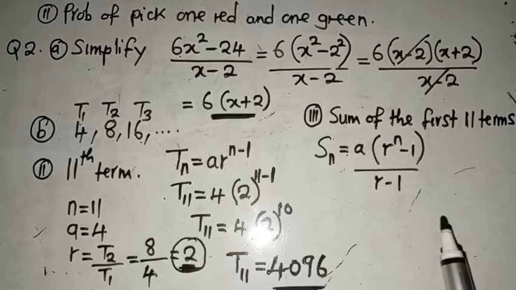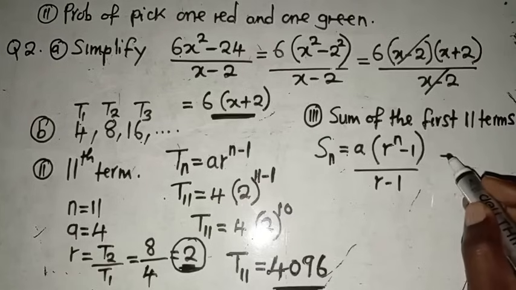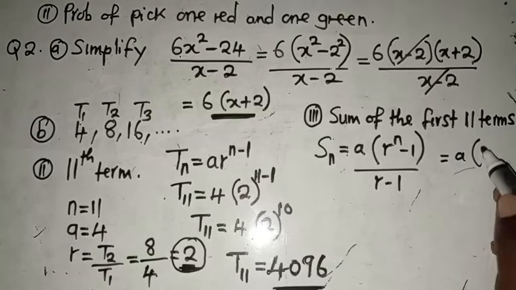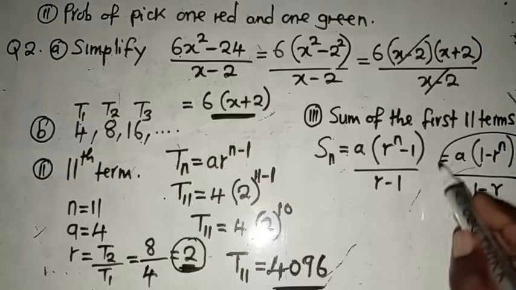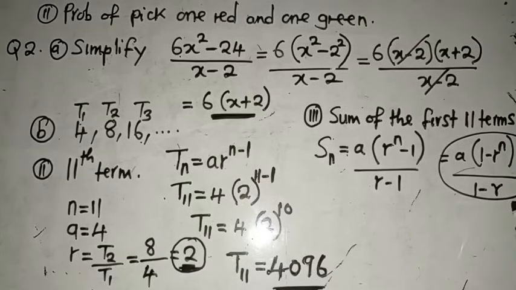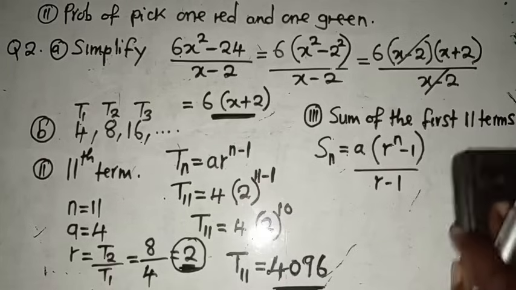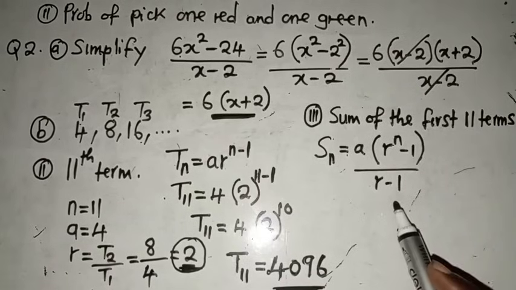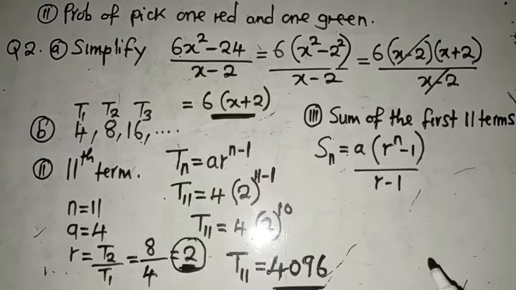But if the common ratio is less than 1, the formula will be S_n = a(1 - r^n)/(1 - r). We get to use this one if the common ratio is less than 1. But in our case, since the common ratio is greater than 1, this is the formula we are going to use.